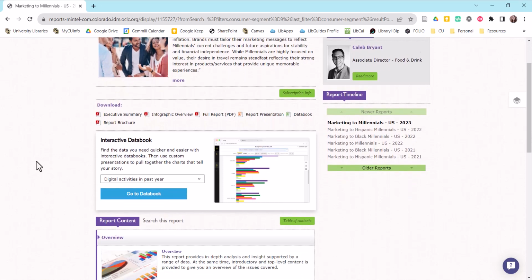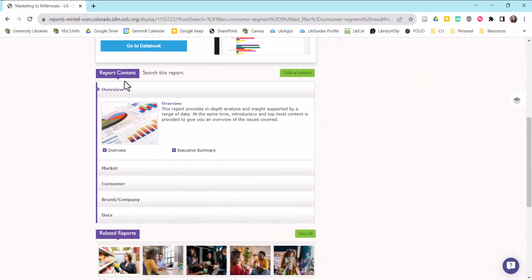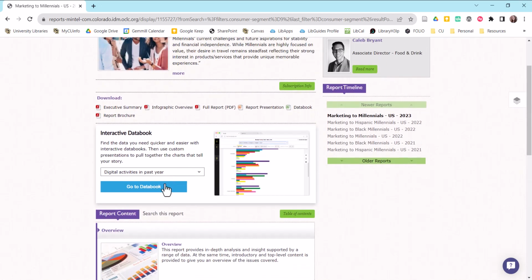You can see the content of the report if you scroll down here, and you can click on those different sections and read them. There's also an interactive data book, so you can look at the data that was collected to inform this research report. But I always recommend starting with the executive summary just to get an overview of what kind of information is included in this market research report. And those come as a download.